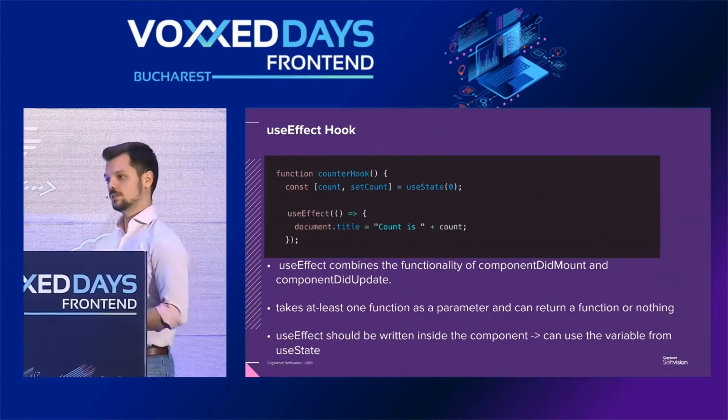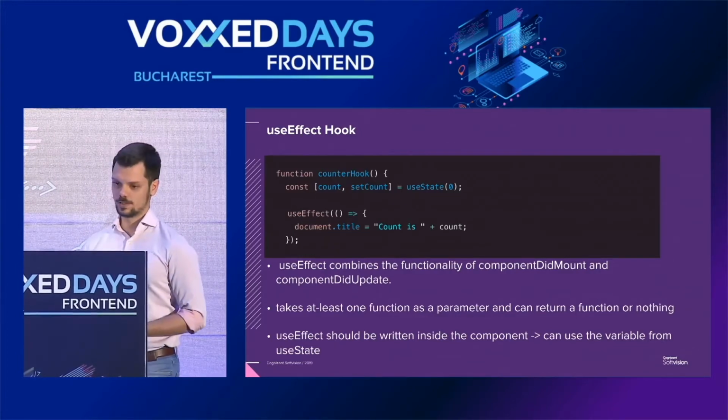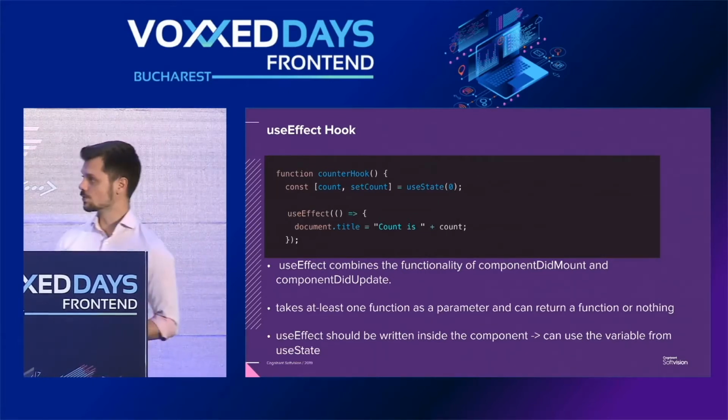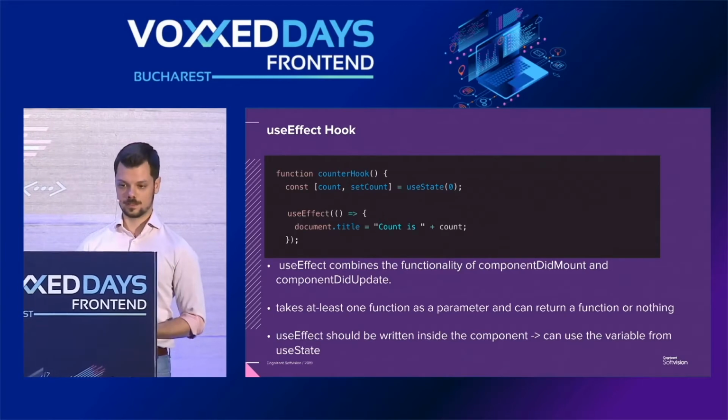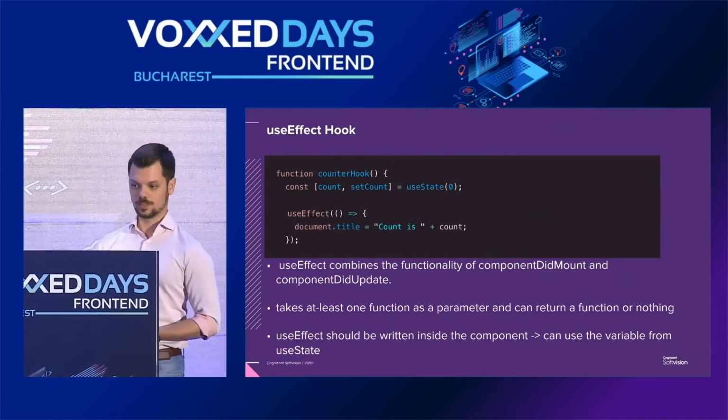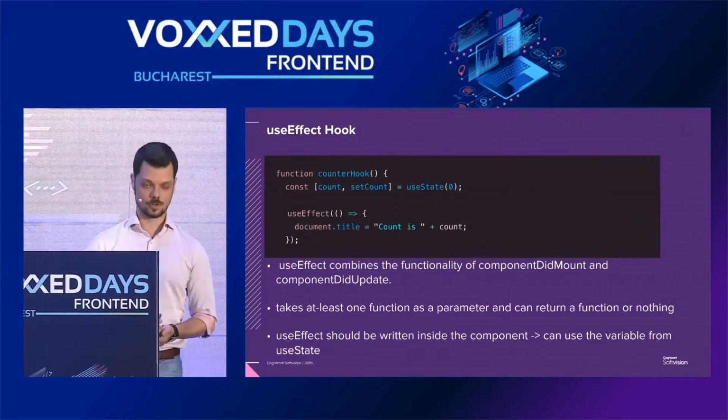And I will talk later about how to customize this, because you can customize this. So useEffect happens after render. So React guarantees that the DOM has been updated by the time the effect will run. Also, one important thing is that you have to use useEffect inside the component so that you can use the variable from useState and remain in the same scope.